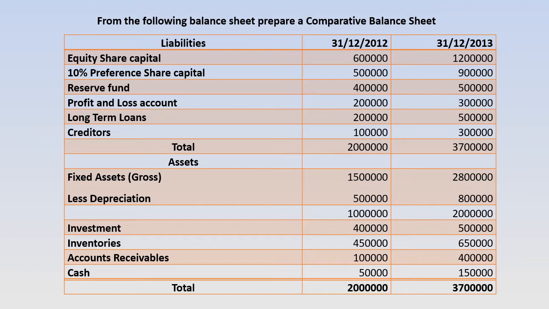In assets we have fixed assets and investments. These two come under fixed assets, whereas inventories, accounts receivable and cash come under current assets. I want you all to concentrate on this one, that is, fixed assets gross less depreciation is given. We will be discussing this in the solution part.